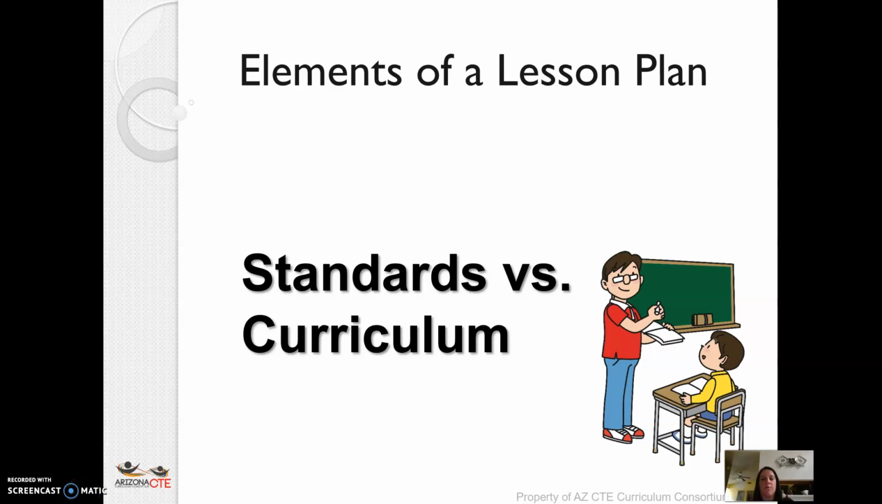Hey there, guys. We are going to review some parts of the lesson plan that I think were maybe confusing or that weren't as strong, or just maybe need a little bit more work on. And so this PowerPoint is that. It's reviewing the standards, reviewing the parts of a lesson plan.